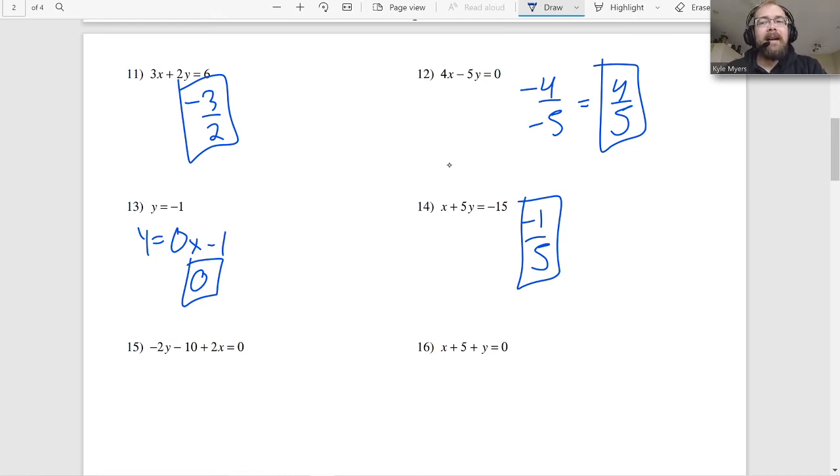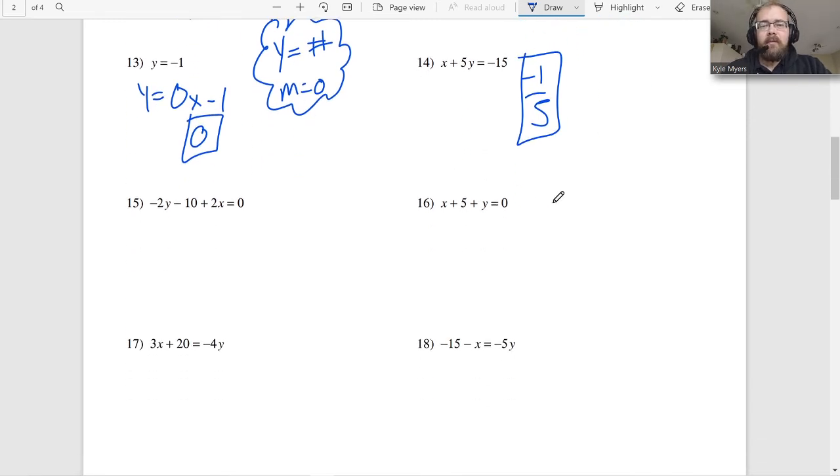Anytime you have y equals a number, then the slope is 0. This is another little rule. If you have a y equals a number, the slope is always 0. Okay? Now, then we get to a little bit harder problems here.